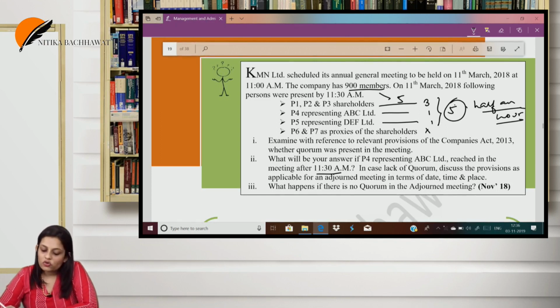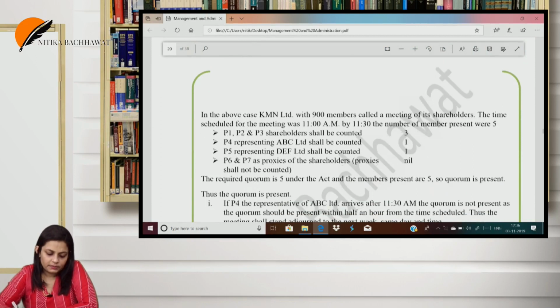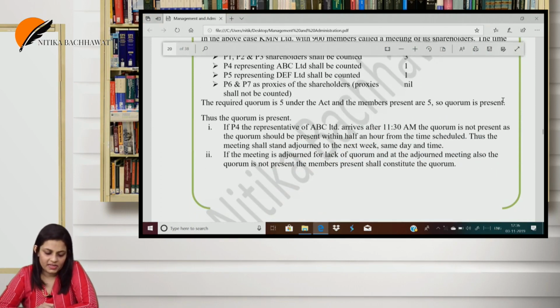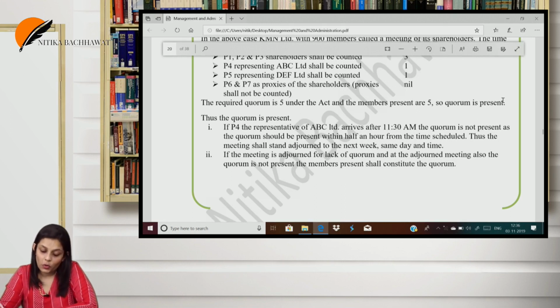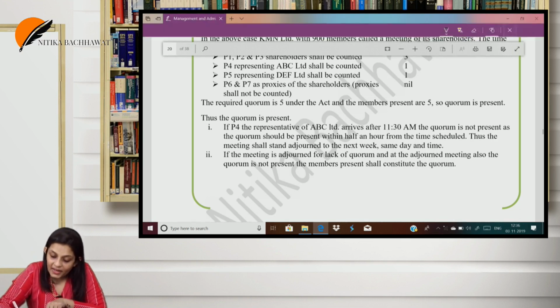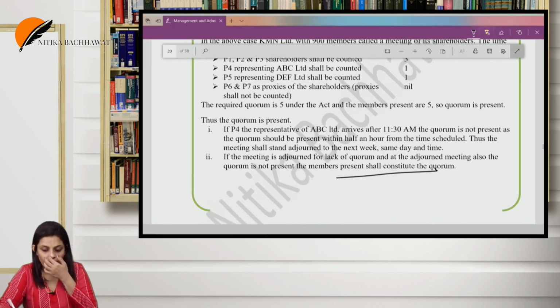What happens if there is no quorum in the adjourned meeting? If at the adjourned meeting also quorum is not present, the members present shall form the quorum. So coming back again to our answer, thus the quorum is present. If P4 arrives after 11:30, the quorum is not present, as the quorum should be present within half an hour, thus the meeting shall stand adjourned. If the meeting is adjourned for lack of quorum and at the adjourned meeting also quorum is not present, the members present shall constitute the quorum.